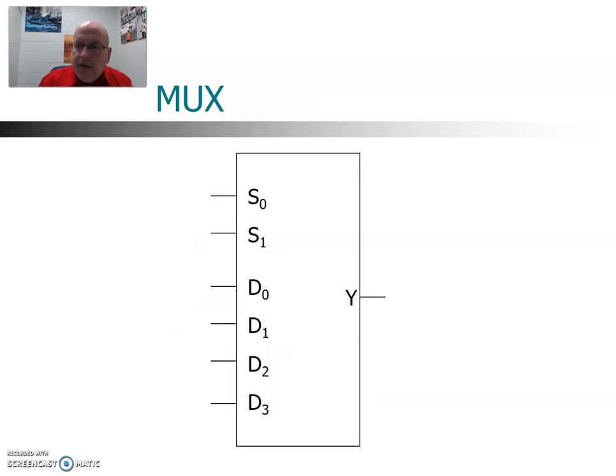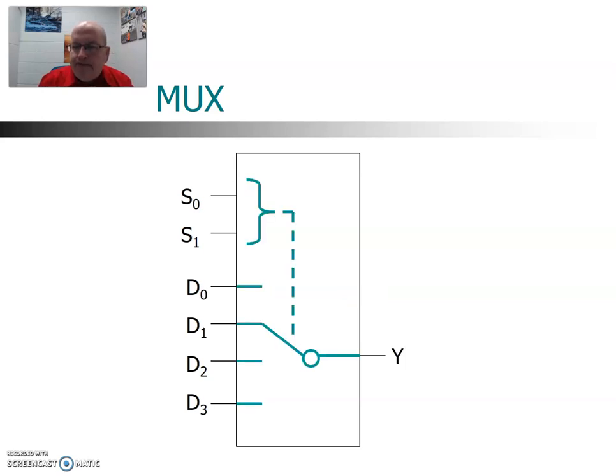So let's see how that works. Here is the pin configuration. The S inputs are the data select inputs. The D's are the data inputs, and the Y is the output. So how does this work? Well, essentially, you can think of this as having a switch inside. The select determines the position of the switch. So for this illustration, the position is set to D1. So whatever data is on D1 gets routed to the output.